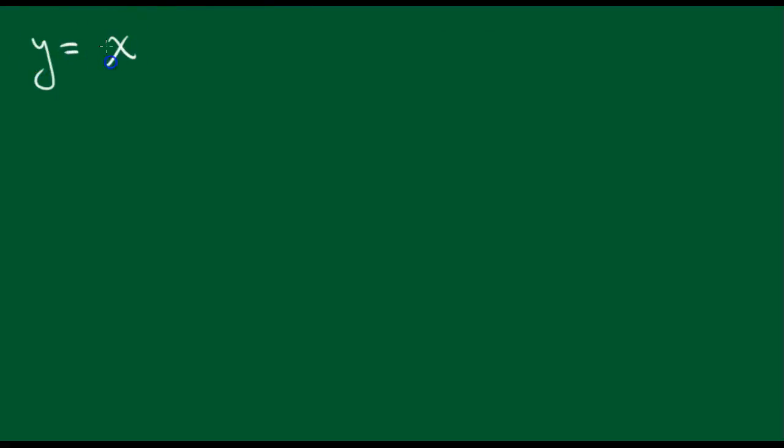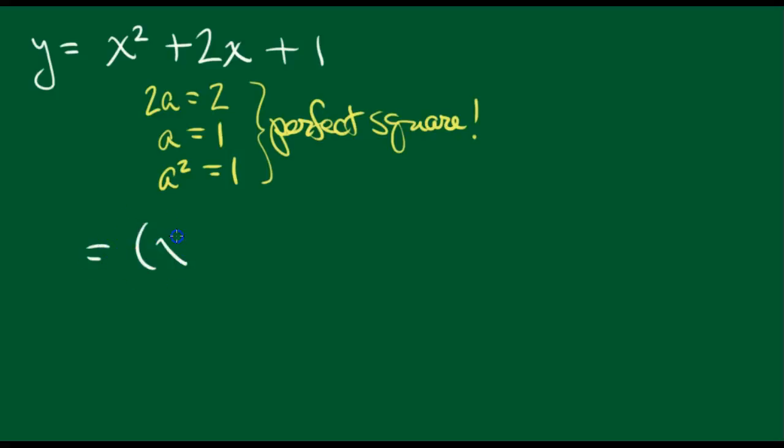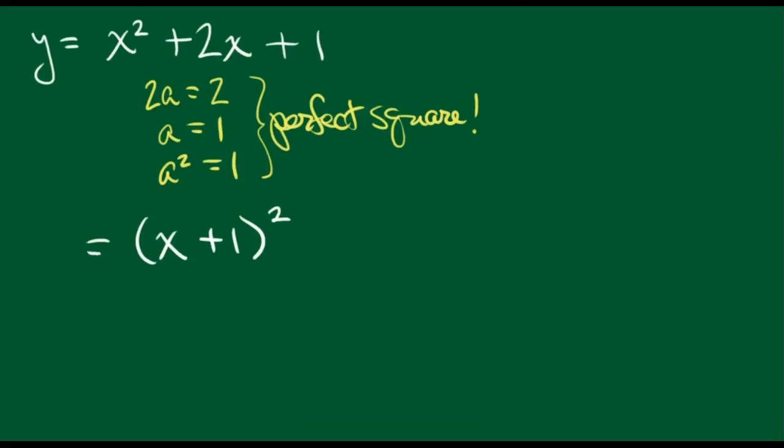Y is equal to x squared plus 2x plus 1. Well, somewhere in my mind I think, okay, 2a is equal to 2, so a is equal to 1, and a squared is equal to 1, so aha, I have a perfect square. And the equation of that perfect square is, I can factor what we see up above into x plus 1 squared. And I can easily graph that using transformations. Okay, so much for perfect squares.